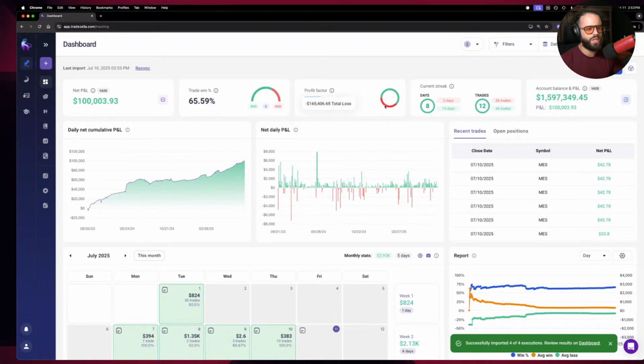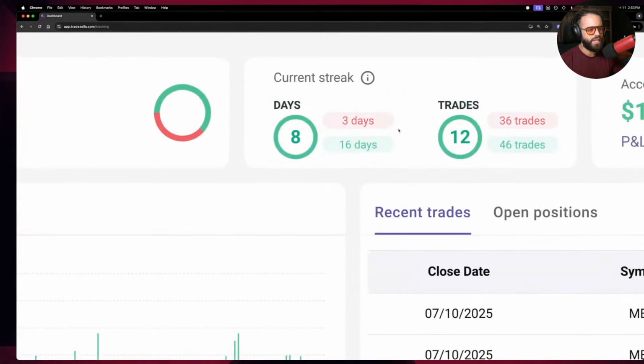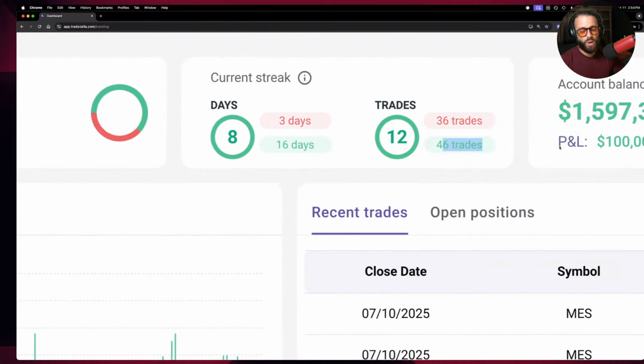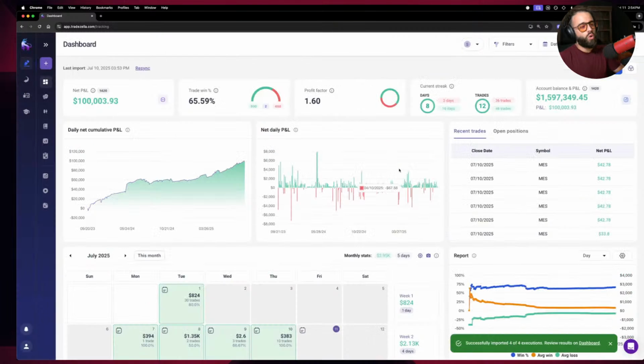Profit factor 1.6. My longest green streak is 16 days. My longest red streak is 3. Longest green trade streak is 46. Longest red streak is 36. So you'll run hot, you'll run cold. The win rate doesn't matter. Profit factor matters much more, I think.